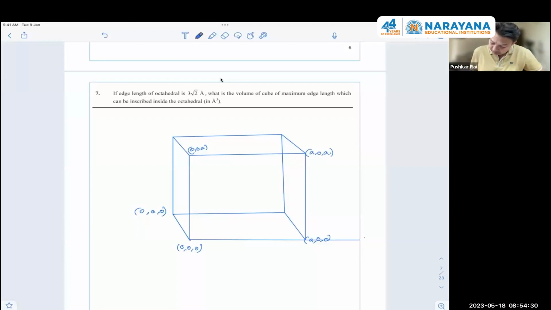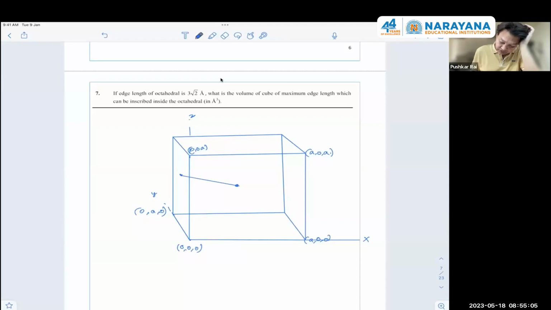Let us check. Suppose this is the x-axis, this is the y-axis, this is the z-axis. So 0, 0, 0, all right. This is a, 0, 0, all right. This is 0, a, 0, all right. Okay. Now you have 1 and 1. These are the 2 points of an octahedron.